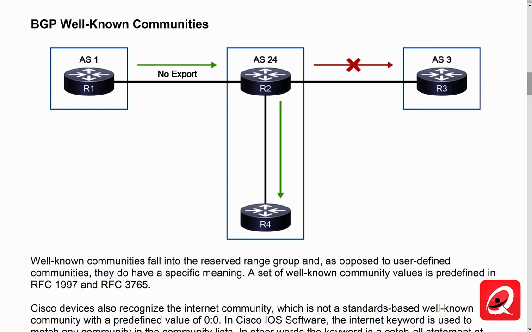Again, we can apply the community values, but we still have to have a policy that's going to take action based on those values. In this particular case, AS24, specifically router 2, was programmed to do that. These are predefined. And this is just a generic representation of that. So the community attribute, as I mentioned, is a 32-bit transitive optional BGP attribute, and we apply it to prefixes that we're advertising or prefix information that we're receiving from a particular peer.